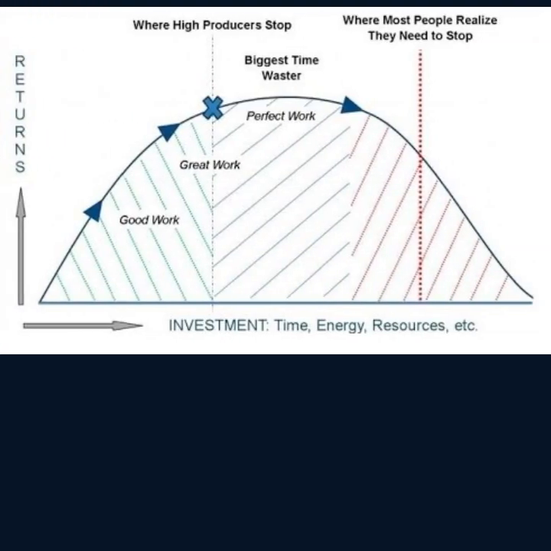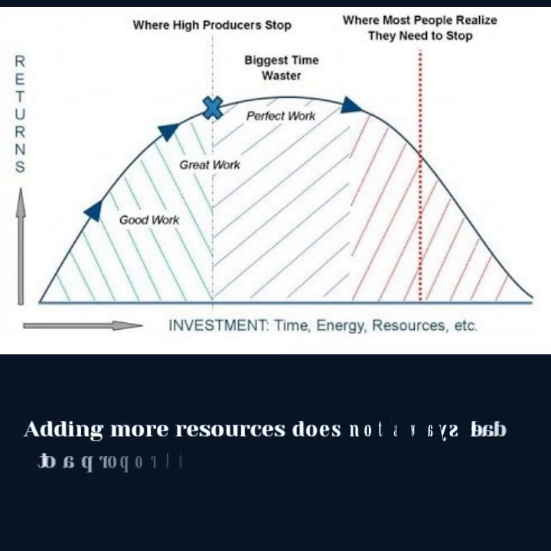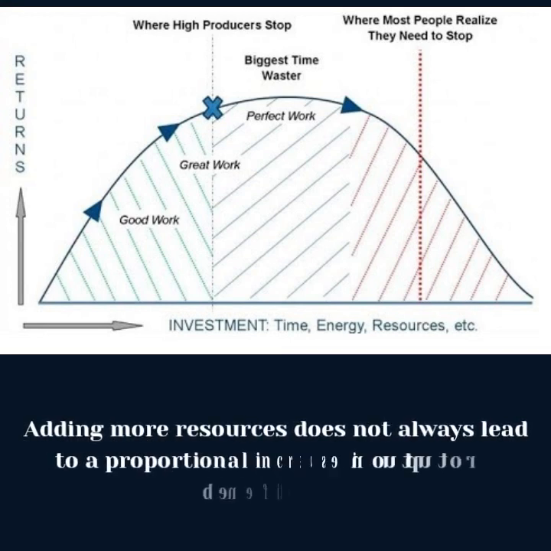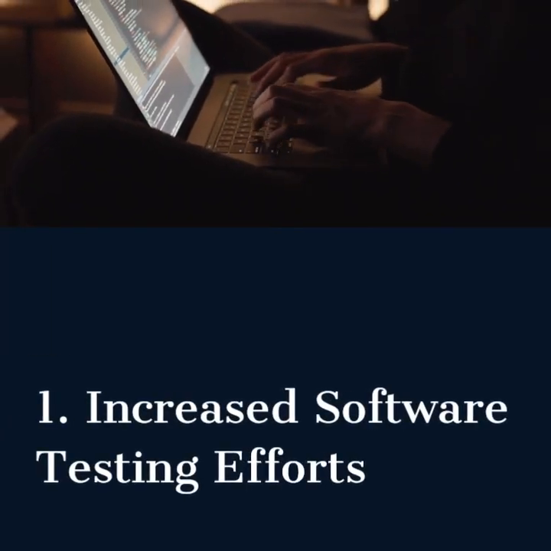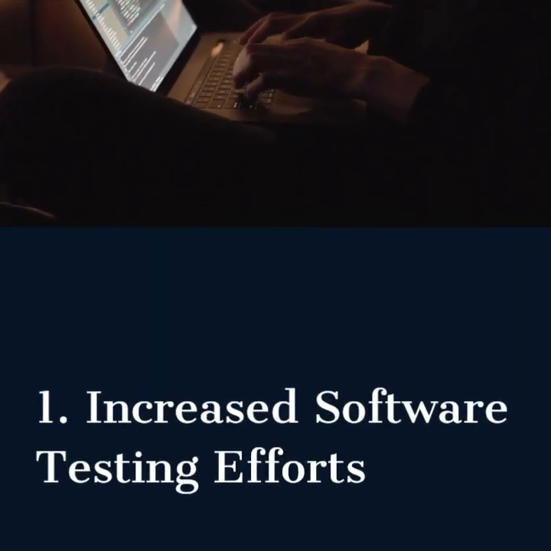The law of diminishing returns is a concept that explains when we keep adding more and more resources to something, there comes a point where the benefit we get from adding more starts to become less and less. This means that adding more resources does not always lead to a proportional increase in the output or benefits. Let's see some examples in our daily work activities.